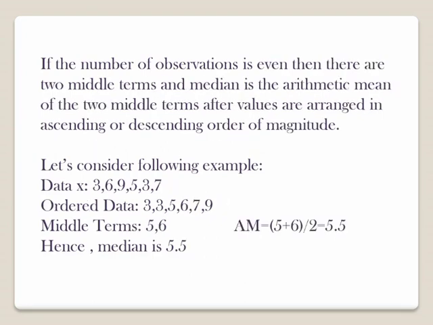In the other case, if the number of observations is even, then there are two middle terms, and the median is simply the arithmetic mean of the two middle terms after all of the values are arranged in ascending or descending order of magnitude. The data used in this example is the same as that used for calculating the arithmetic mean, and the median of the data is coincidentally the same as the arithmetic mean, that is 5.5.